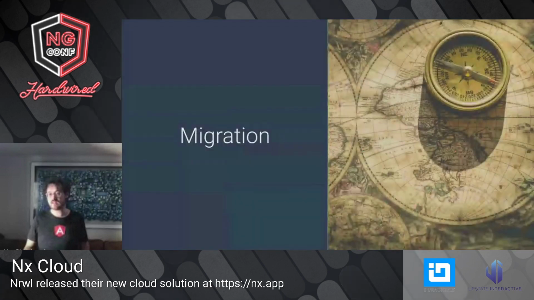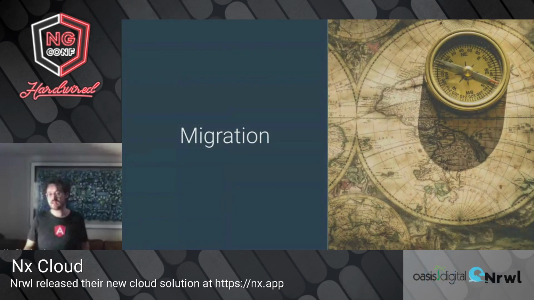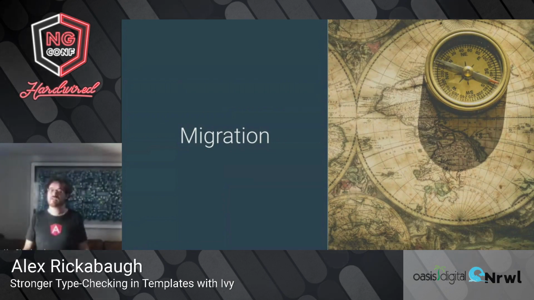So the takeaway from all of these examples is that strict templates gives you much better type inference within your templates, and that translates to fewer runtime crashes or UI glitches when the assumptions that you're making about the data you're working with aren't quite correct or don't line up with what the type system says.